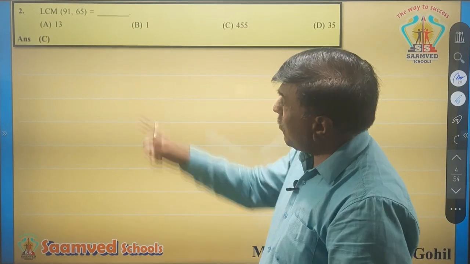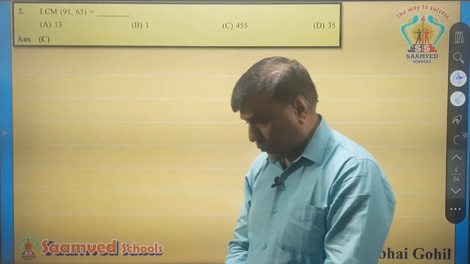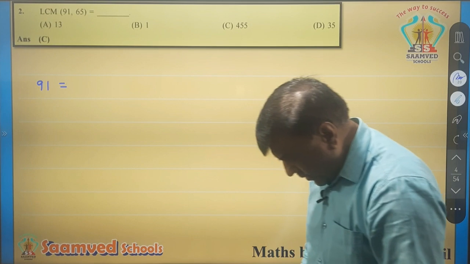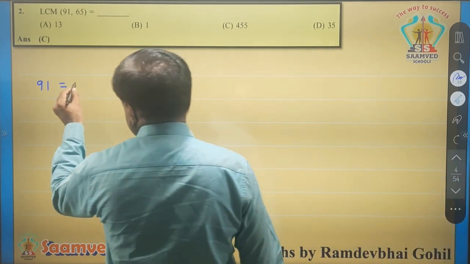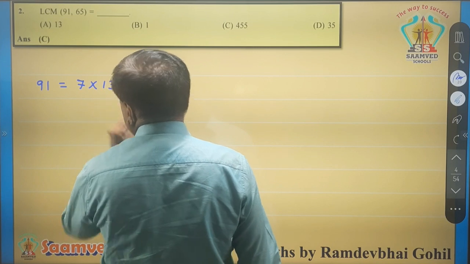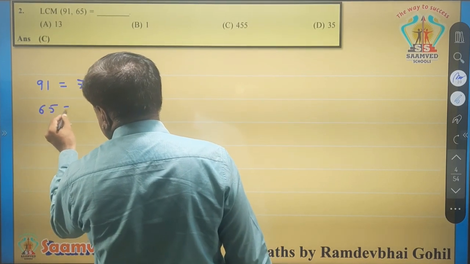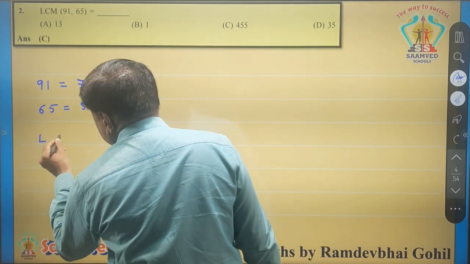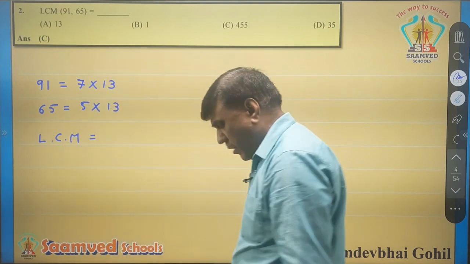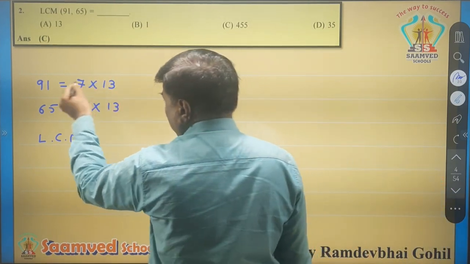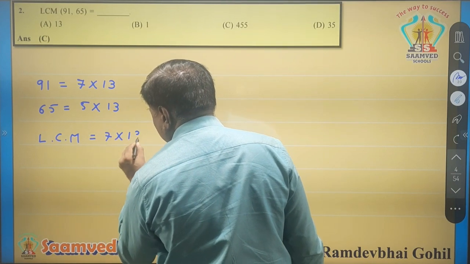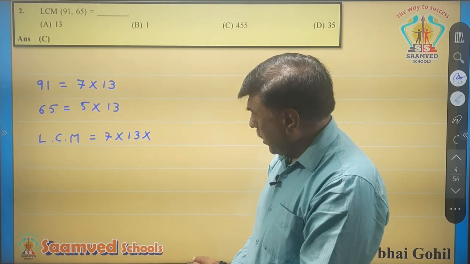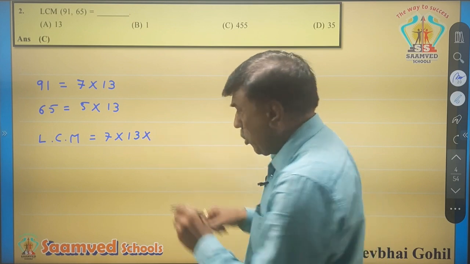Second, LCM of 91 and 65. First of all, we will factorize 91. So 91 is equal to 7 into 13. Then 65 is equal to 5 into 13. And now we want to find the LCM. So LCM means first write this factorization 7 into 13, and now 13 is already here, but 5 is not there, so we have to write 5.